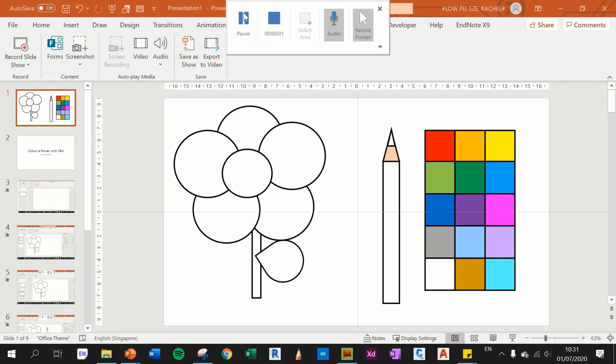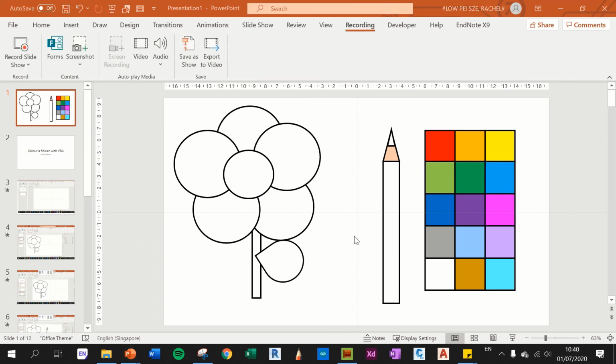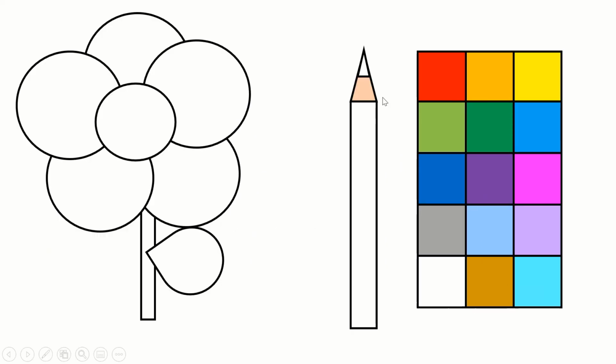And when you're done applying the macros to all your shapes, go to Transitions and uncheck the mouse click, uncheck After as well, so that if you accidentally hit on any other white spaces here, you won't advance to the next slide or the end of the slideshow. Alright, great. Now that we have everything ready, let's hit F5 or just click on this to go to full screen. So you could click on any color you want and then use it to color your flower.